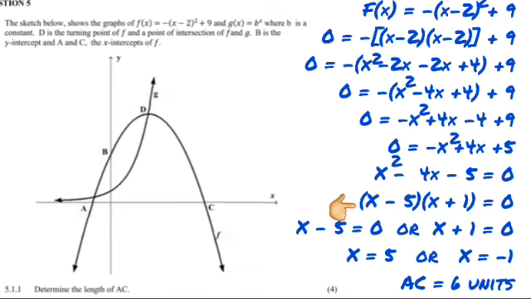Then we are going to factorize again. If you can't figure out how we got that x minus 5 and x plus 1 in brackets from factorizing, that means your factorizing skills are not there. So leave us a comment in the comment section below.